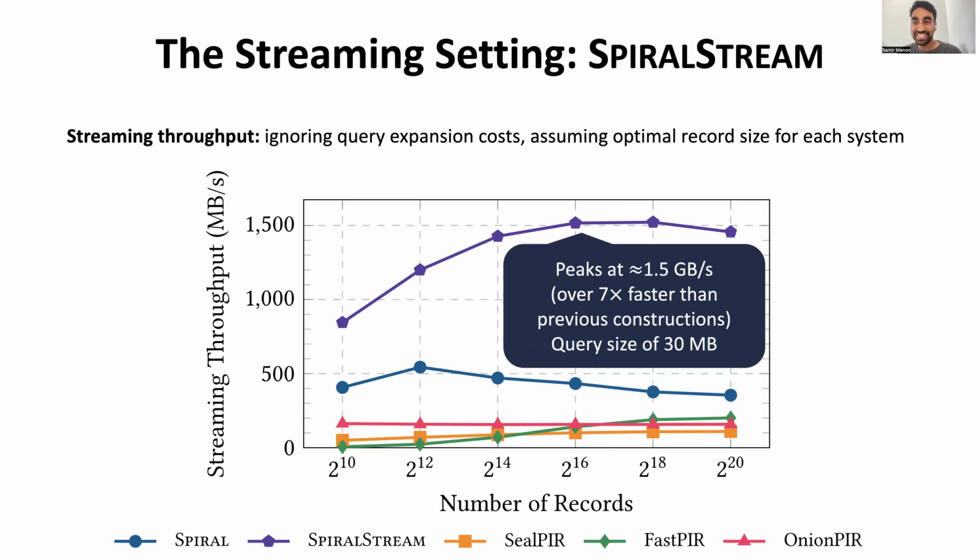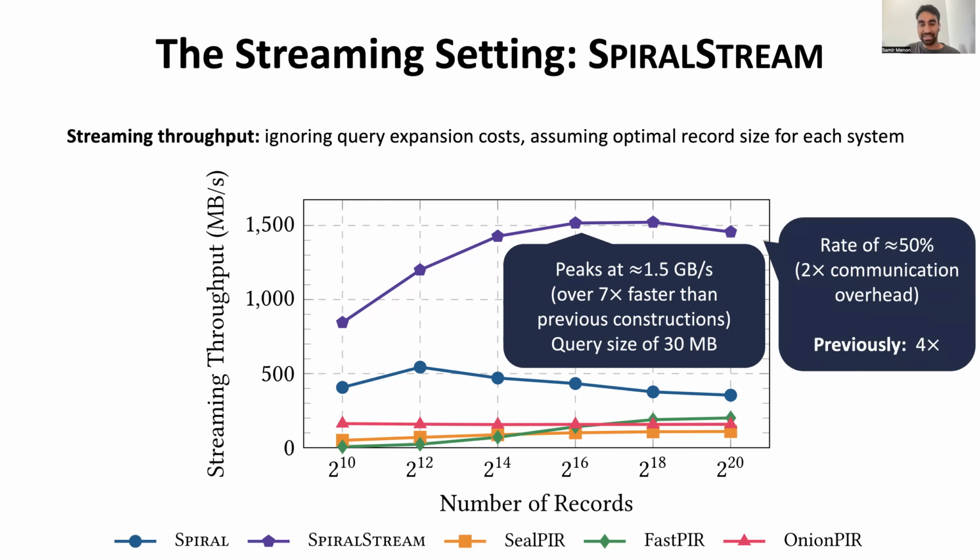You can see the query size is 30 megabytes. So think about that. We paid a 2000x increase in the query, from 14 kilobytes to 30 megabytes, and we got about a 3x improvement in the throughput. So 2000 times larger query, 3x improvement in the throughput. That's the kind of trade-off we're dealing with. This can still be worth it. And the rate for the scheme is also much higher. The rate is now already 50%.